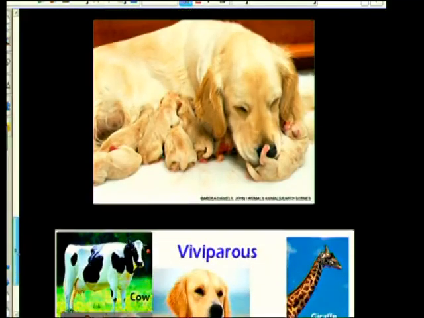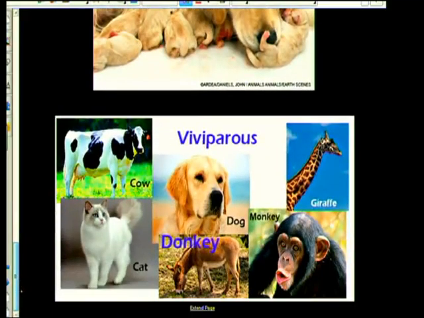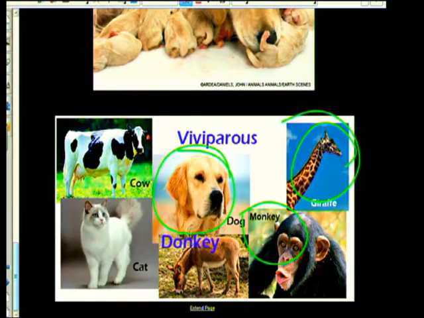Okay, some examples of viviparous organisms. You can see all the mammals there, including your cousin the monkey, and the giraffe, etc., and your best friend, the doggy dog.